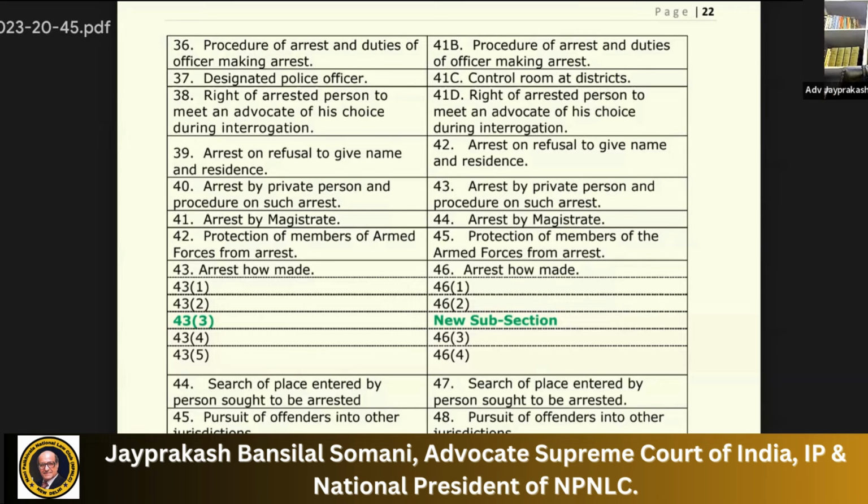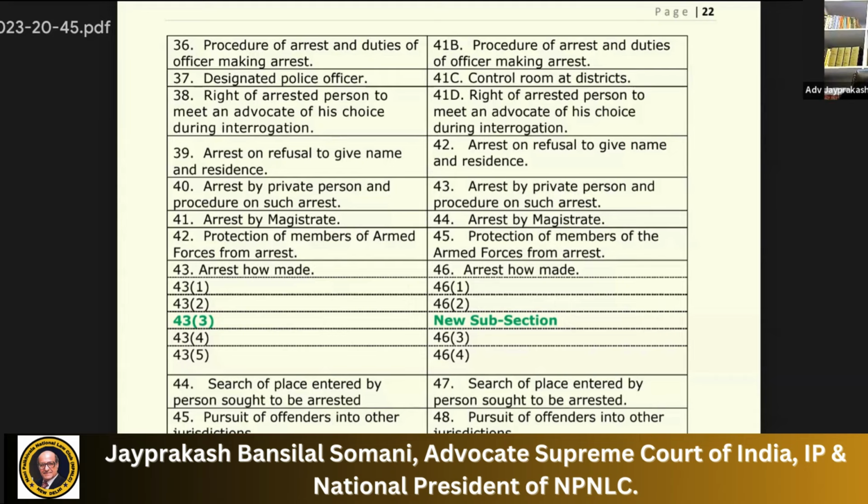Section 38 of BNSS, right of arrested person to meet an advocate of his choice during interrogation. So earlier section was 41D. Section 39 of BNSS, arrest on refusal to give name and residence. Its earlier section was in CrPC 42.